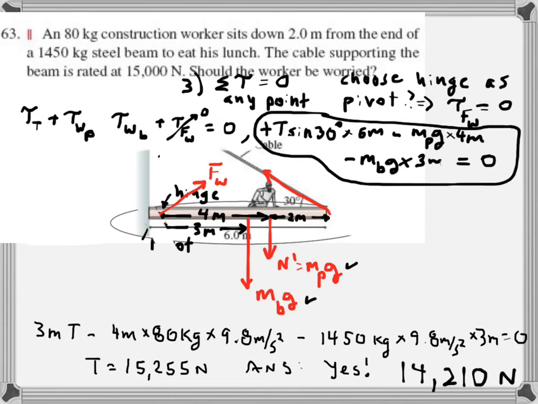Now, the number that I just showed you is the calculation for the tension in the cable when the person is not there. So if we put 0 for the mass of the person, we find that the tension in the cable, if the person wasn't there, is 14,210 newtons.